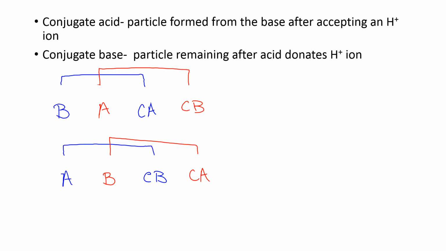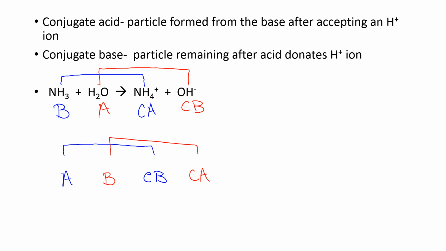So our conjugate acid is going to be our particle formed from the base after it accepts that hydrogen. So the base is accepting that hydrogen to become the conjugate acid. The conjugate base is the particle remaining after the acid donates that hydrogen. So the acid gives up a hydrogen to become the conjugate base.